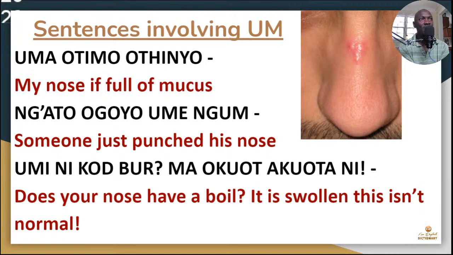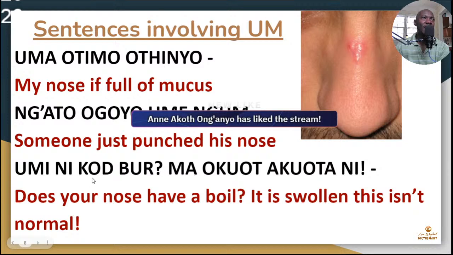Umi ni kod bur ma okwot akwota ni. If you're with me and you're reading, this is where we are right now. If you look at my mouse, this is what we are reading right now.